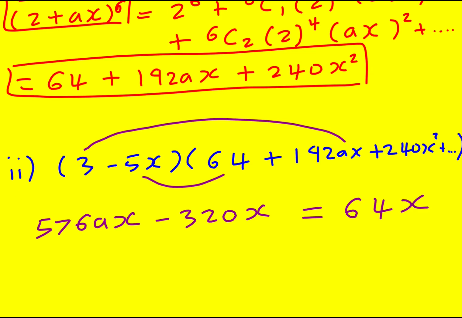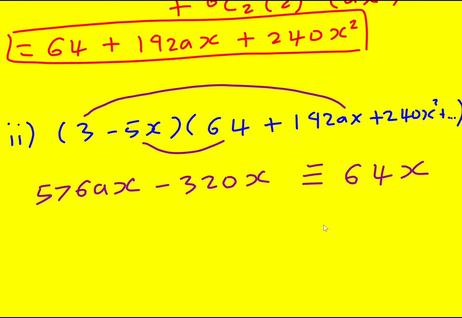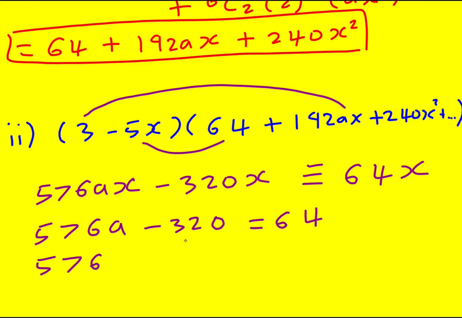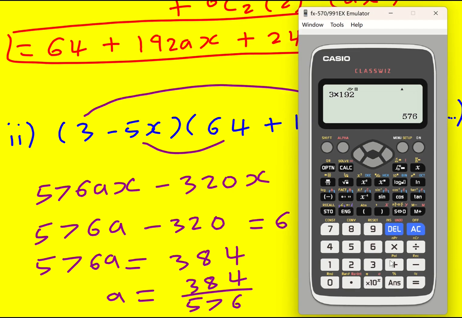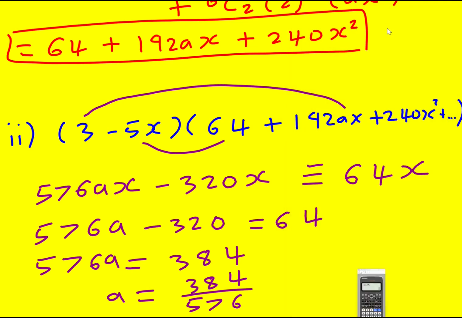And actually, this is true for any value of x, which basically means that I can just say that the coefficients are equal. And you might have gone straight to that, to be fair. Okay, I'm going to add 320 to that side, so I'm going to get 384. Sorry, I forgot about the a. So a is going to be 384 divided by 576. And it simplifies really nicely, so you can be quite confident at this point that you got it right.